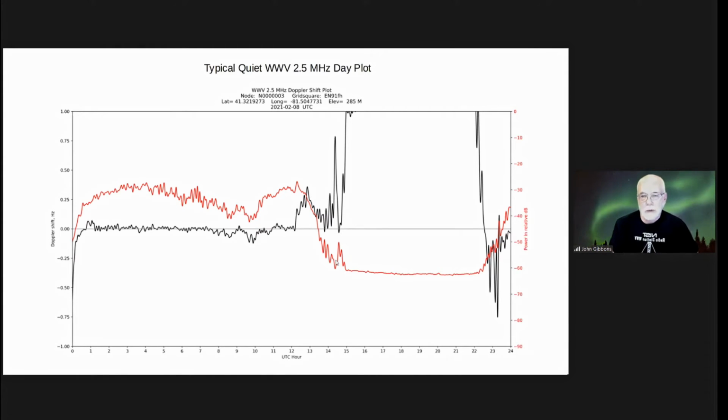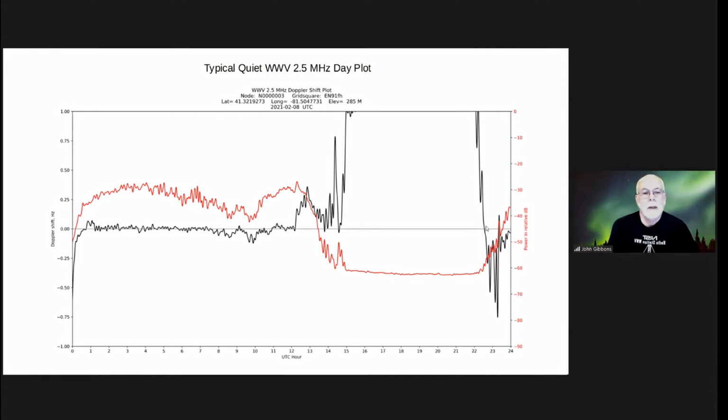Then the signal drops down, the layer for 2.5 megahertz dissolves due to sunlight exposure, and then the signal drops. And then in the evening, when the sun sets and stops irradiating the part of the ionosphere that causes the reflection, the signal comes back up.